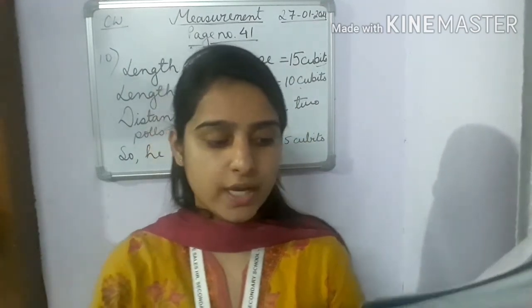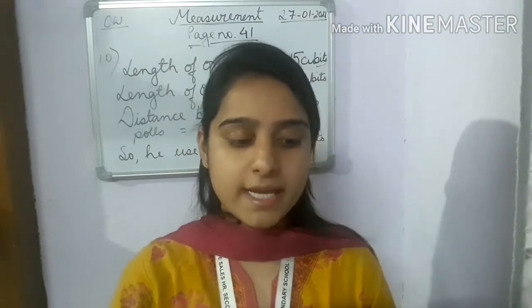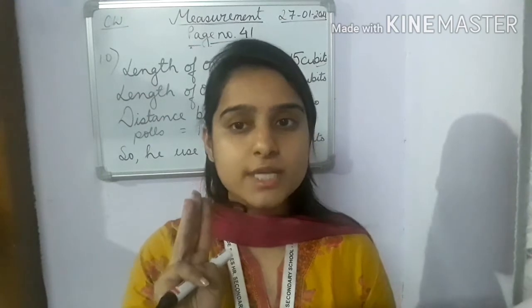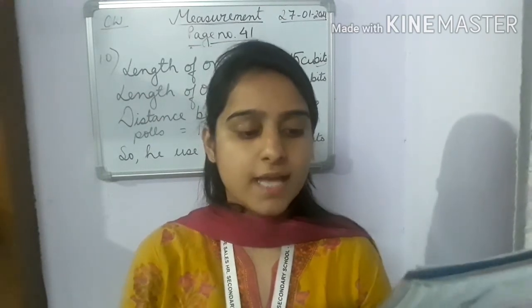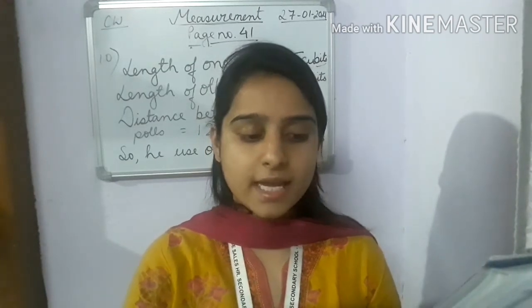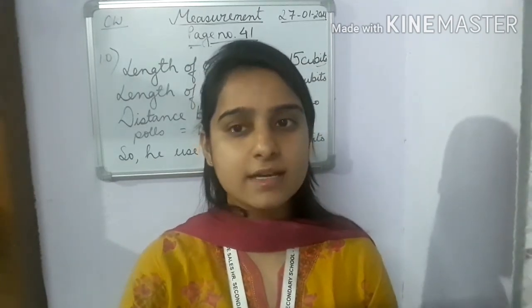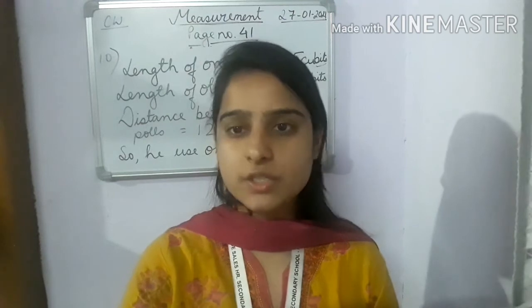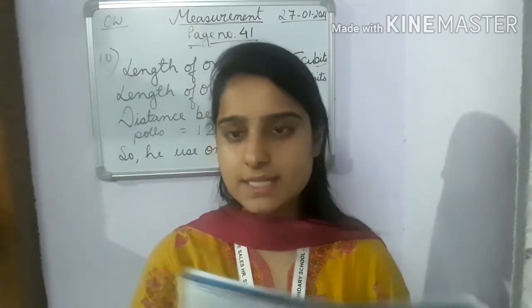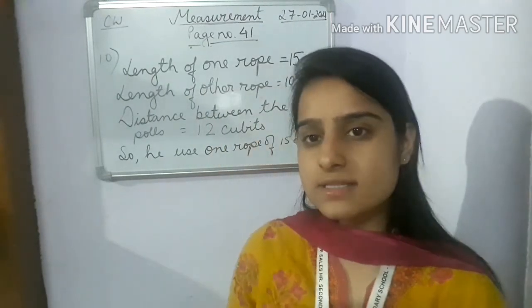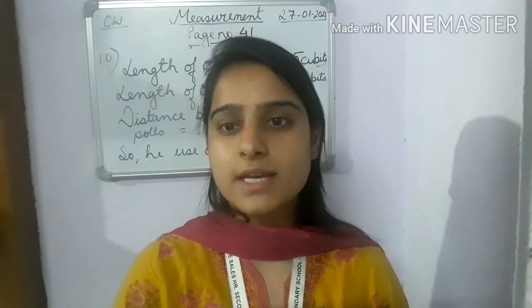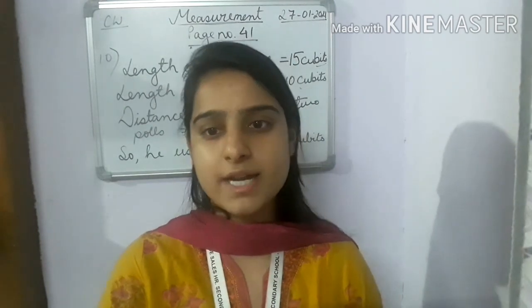Then number 12. Write the names of any three objects. How many objects? Three objects that are heavier than a door and heavier than a bicycle. So you can write any three objects. The answer to this question, children, we'll discuss in our next class. So you can note down this question and practice at home. If you find any difficulty in this question, we'll discuss again in our next class.